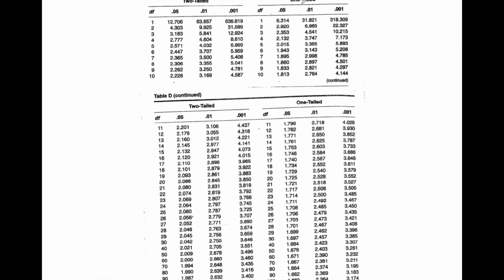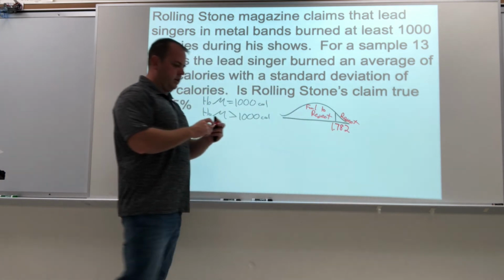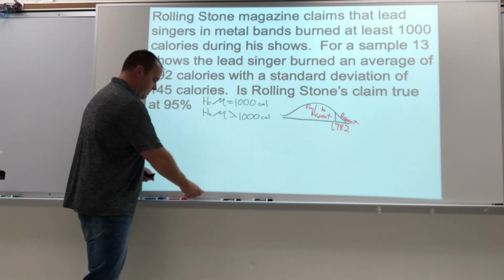So go in my pen again. We are at one tail, 95%, so we're looking at 0.05 alpha level. Degrees of freedom was 12, so we have to go down to this part of our graph. And if we're following all that, we should have 1.782 as our critical value. And this time, since it's right tail, it's going to be a positive 1.782. Okay, so there's my critical value. It's positive because it's to the right.